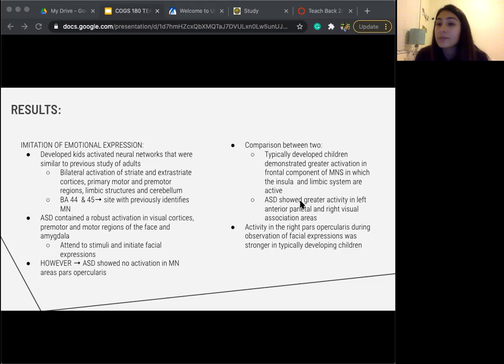So the comparison between these two is that the typically developing children demonstrated greater activation in the frontal component of the mirror neuron system, in which the insula and the limbic system are active. And children with autism spectrum disorder showed greater activity in the left anterior parietal and the right visual association areas. Activity in the right pars opercularis during observation of facial expression was stronger in typically developing children, and these mirror neurons were not activated in autism spectrum disorder.